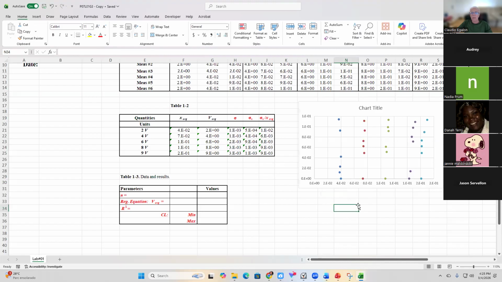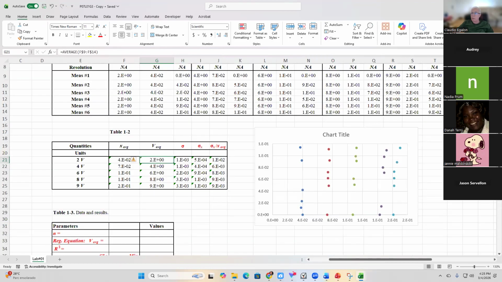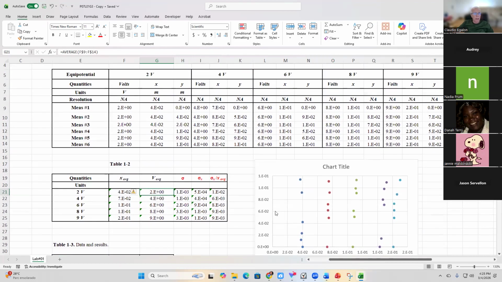And what's going to be the second graph? The second graph is going to be this one right here, X average and V average. It's going to be V average in the Y axis and the X average along the X axis, okay? What are we plotting here exactly? Just take a look at this cell that we have here. Let me zoom in a little bit more, okay?